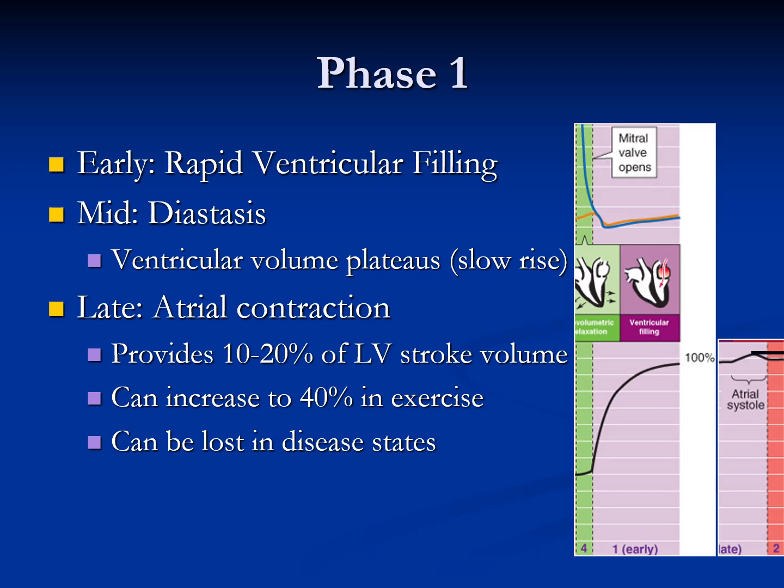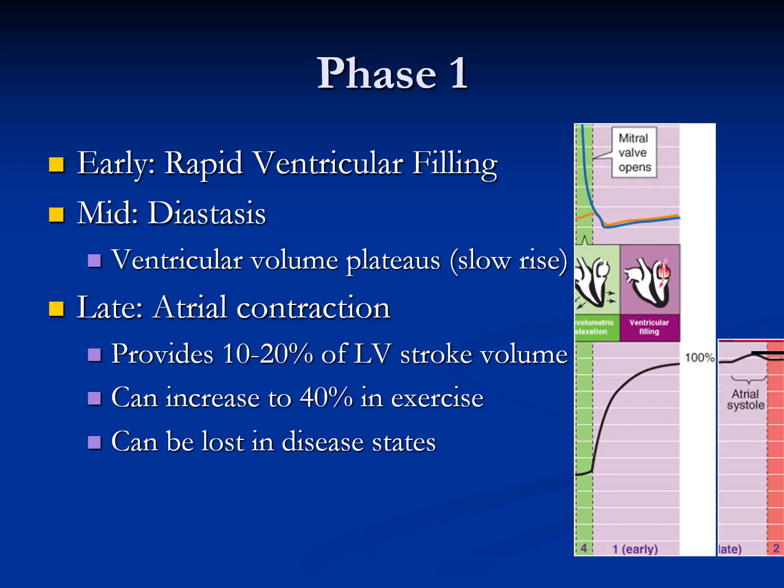How much does it contribute? Around 20% of the LV stroke volume, but it can increase in exercise up to 40%. And there are disease states, you will study later, there are some arrhythmias called atrial fibrillation where the atrium doesn't contract at all, so you lose these 20%. But in normal conditions, this is what happens.